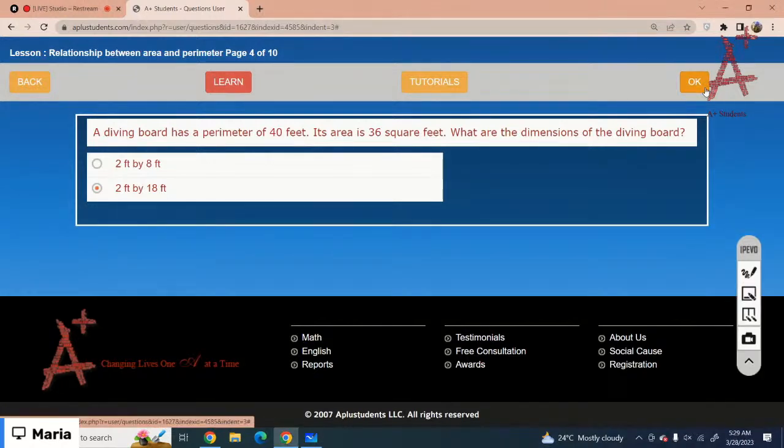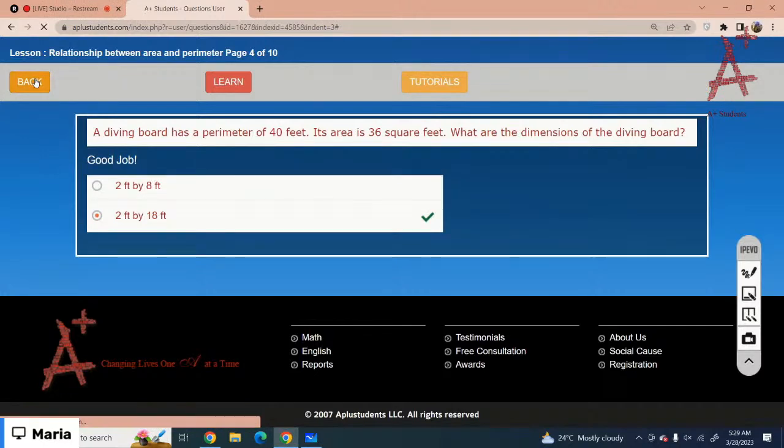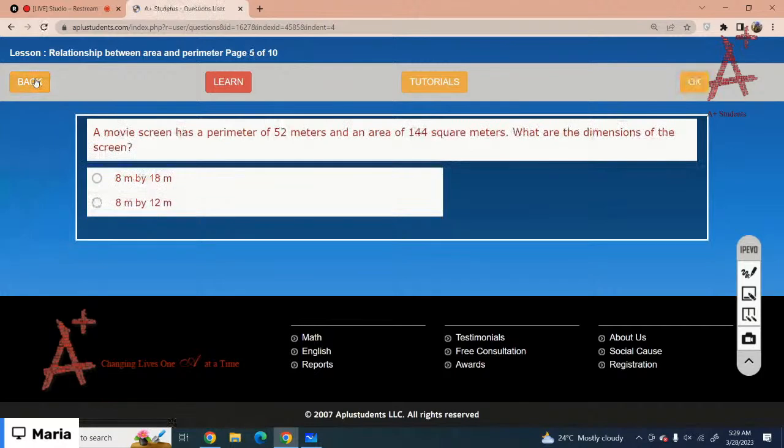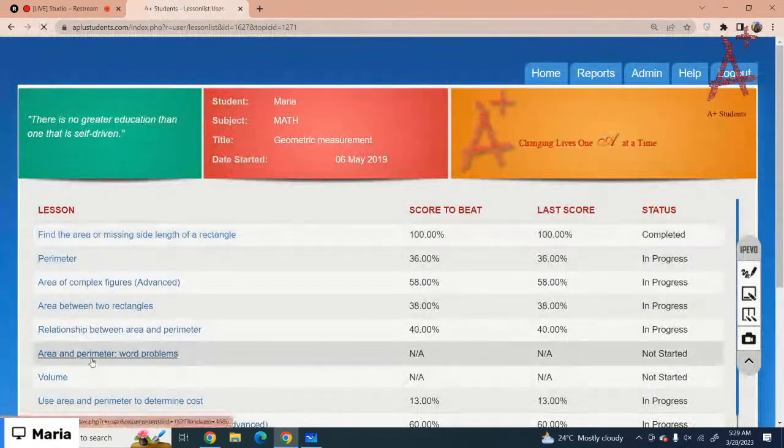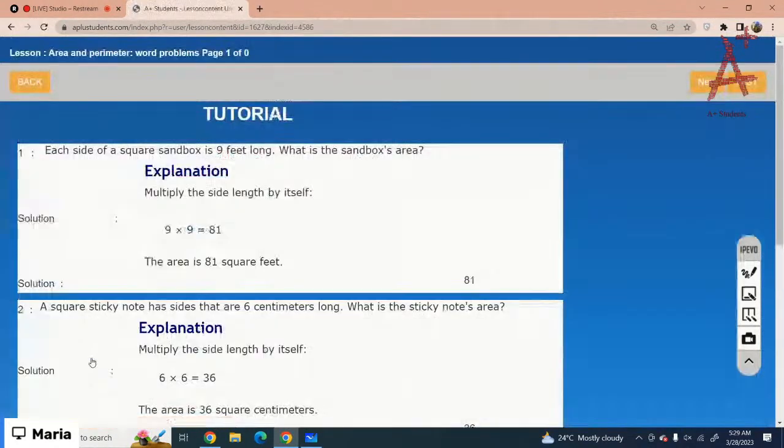Okay, you can complete the test by yourself later today. Let me just move on to the next lesson. Got it? Okay, the next lesson is area and perimeter word problems. Let's just start with the test questions. You can have a look at the tutorial one by yourself.